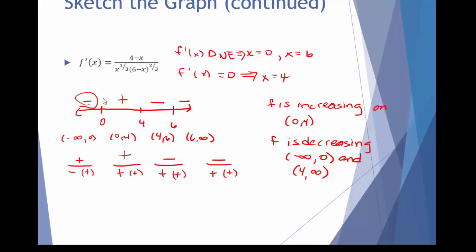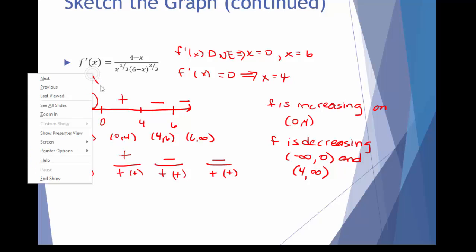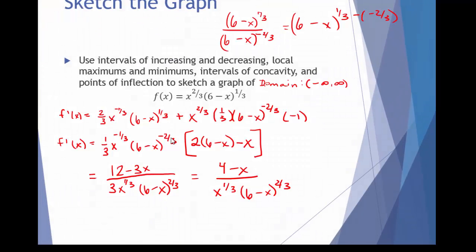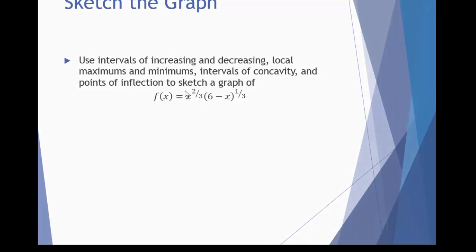Notice that my derivative changes from negative to positive at 0, which means the original function goes from decreasing to increasing. So at 0, we're going to pick up a local min. Local min at f of 0. Remember, you're not plugging 0 into the derivative to find the local min. In fact, if you tried, you'd end up with an undefined function. To identify where your local min occurs, you're looking at the original function. That's that one, the x to the 2/3 times 6 minus x to the 1/3. When you plug 0 into that function, you get 0.